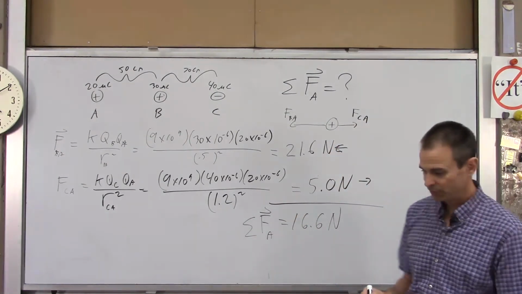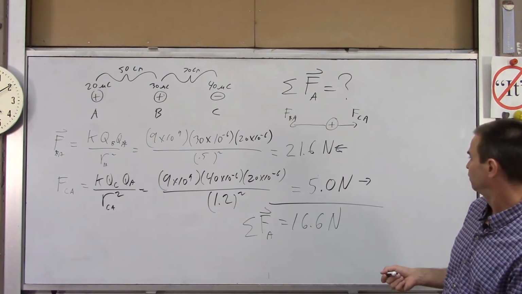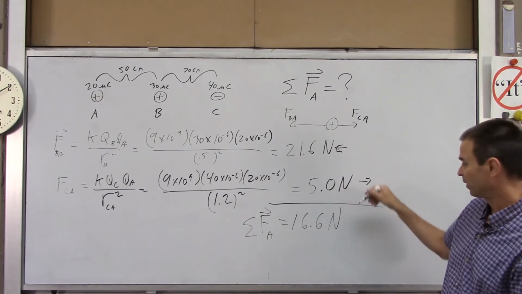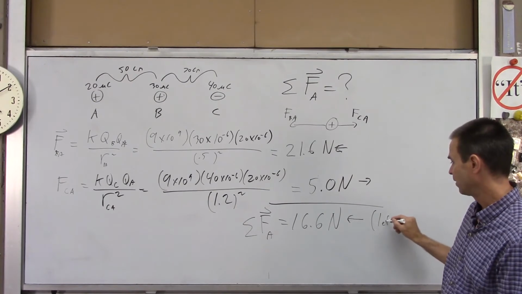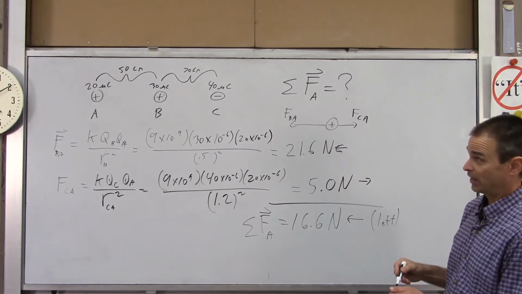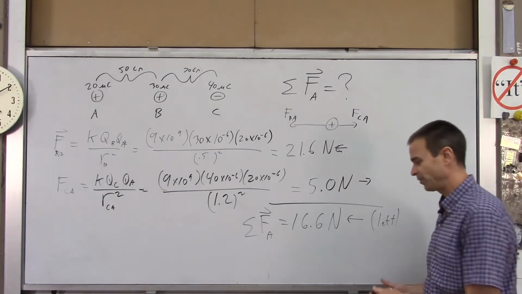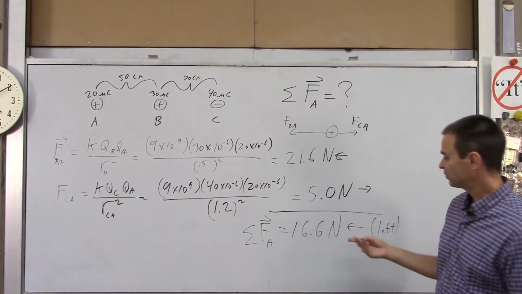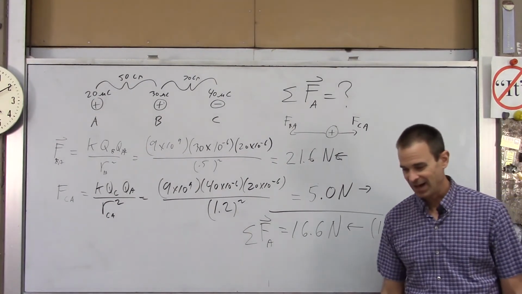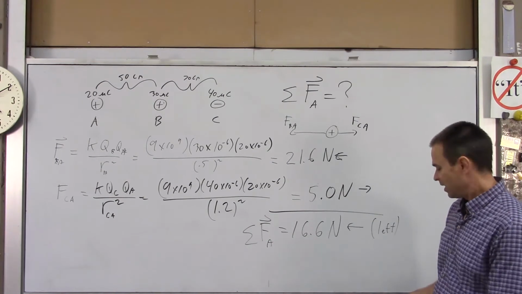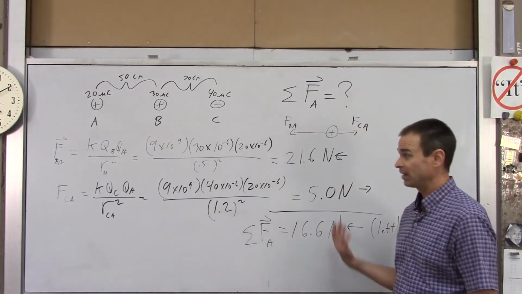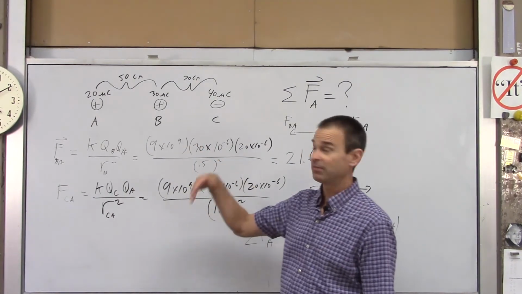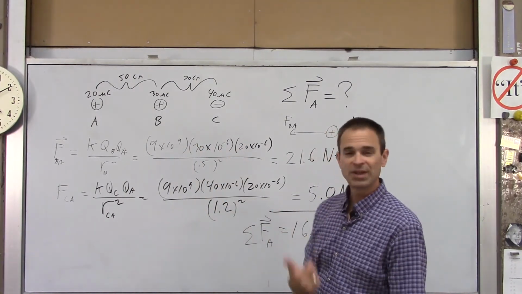And it's 16.6 newtons. And who wins? Well, the left force is bigger than the right force, so this is to the left, or you can write left, or I guess you could write west if this was a north, south, east, west kind of problem. So that's the net force acting on A, okay? Now, you might encounter problems where they ask you to then go and find the net force on B and the net force on C. You would do the same process, okay?